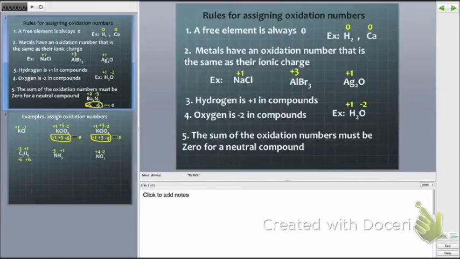All right, so the last rule: if you can't figure it out based on one of the previous rules, you have to know that the sum of the oxidation numbers has to be 0 for a neutral compound. This is just like ionic compounds. What does the total charge have to be in an ionic compound? 0, neutral. The same rule applies for oxidation numbers. Remember, oxidation numbers are pretty closely tied to our charges. If we've got barium nitride, Ba3N2, we've got 3 Ba's and 2 N's. How did we get those numbers?